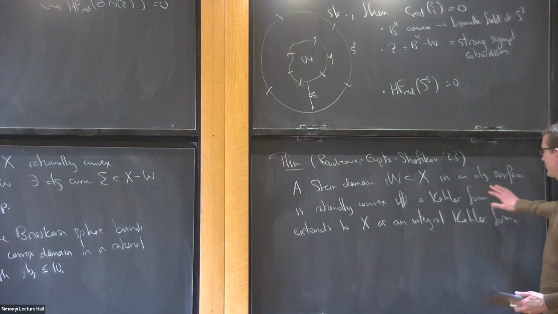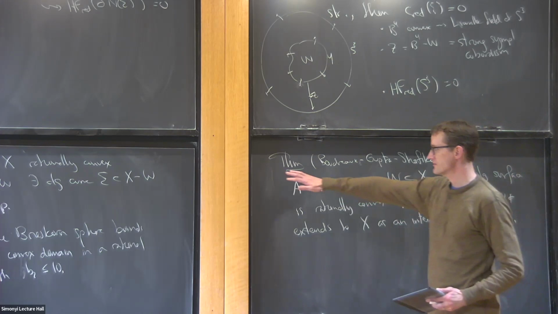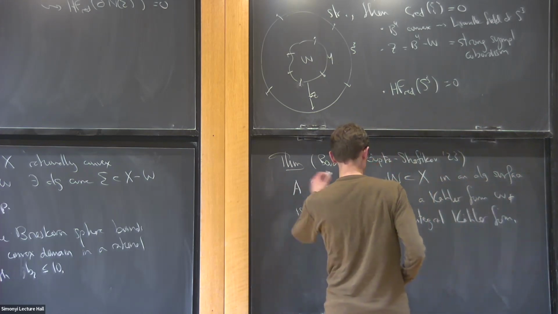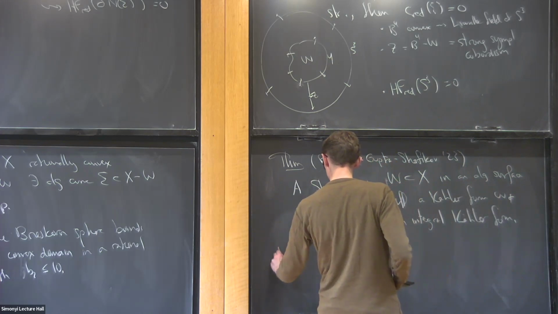Moreover, remember, rational convexity is about the existence of these algebraic curves in the complement. They didn't state this in their theorem, but it's part of the proof.